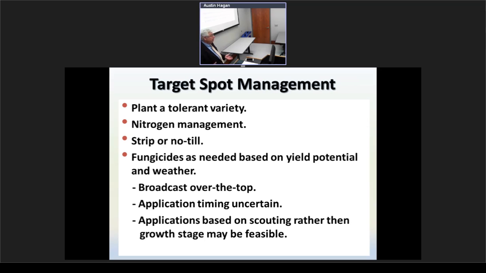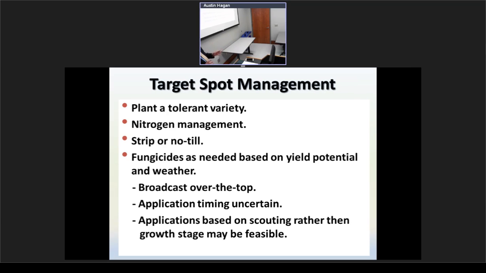Strip till or no till is fine for cotton. It seems to be better than conventional tillage. And the fungicides can be used as needed based on the yield potential and weather patterns. As I mentioned, they're over the top.